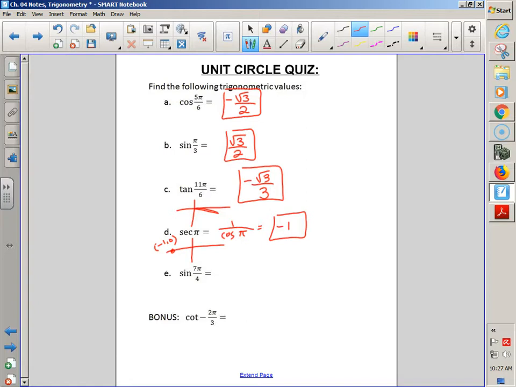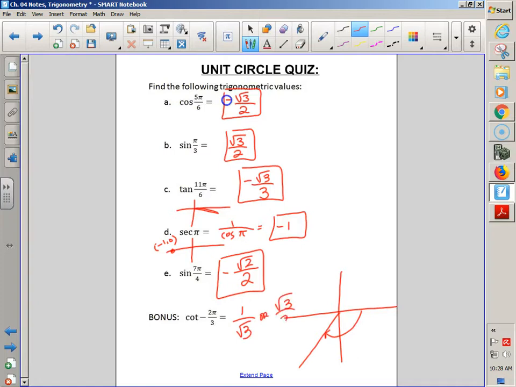Over 4s are nice because they're always root 2 over 2s. My question, though, is what quadrant, what sign? Fourth quadrant, all students take, and the sign's not positive. And last but not least, negative 2 pi over 3 is tangent. Square root of 3 over 3, 1 square root of 3. Square root of 3 gets flipped. So you could think of it that way, but that would also rationalize.